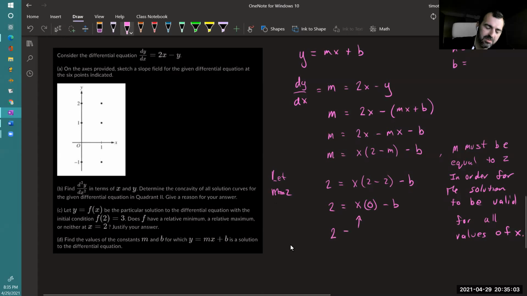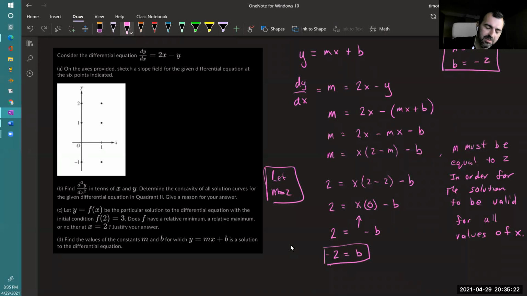So basically 2 equals negative b, which means b equals negative 2. So if we let m equal 2, b equals negative 2. And in the end, we get it. This is the m and the b that works for this differential equation.